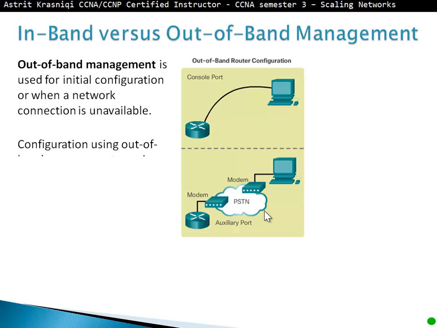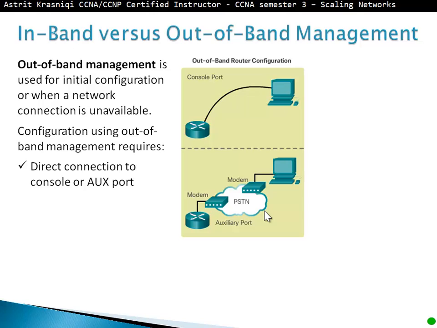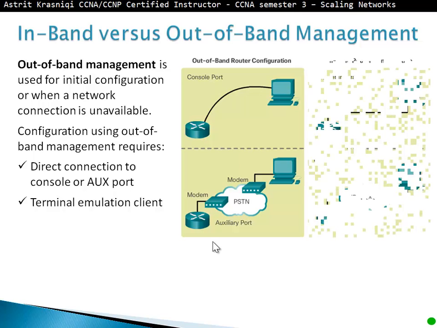Configuration using out-of-band management requires a direct connection, like I said, with a blue cable, or AUX. AUX implies you have to have a modem, so for example, you can remotely configure that router through the modem. It also requires a terminal emulation client. We have to have a terminal application to be able to configure it. We can't use a command prompt, so we have to use Teraterm or PuTTY or something similar.